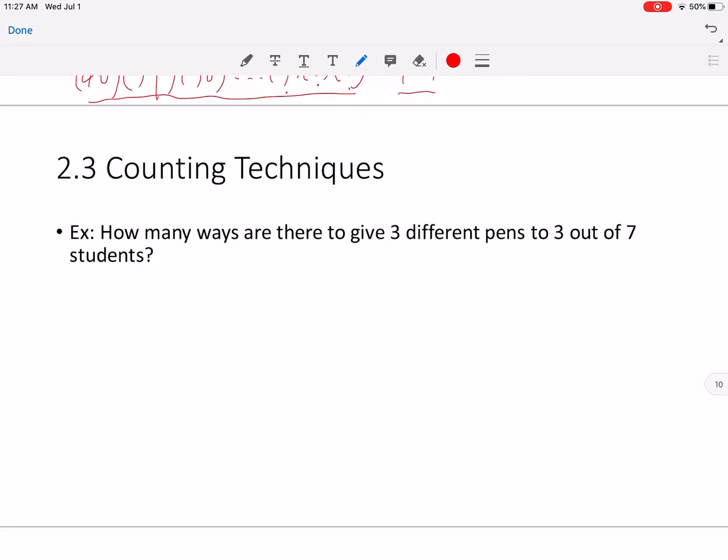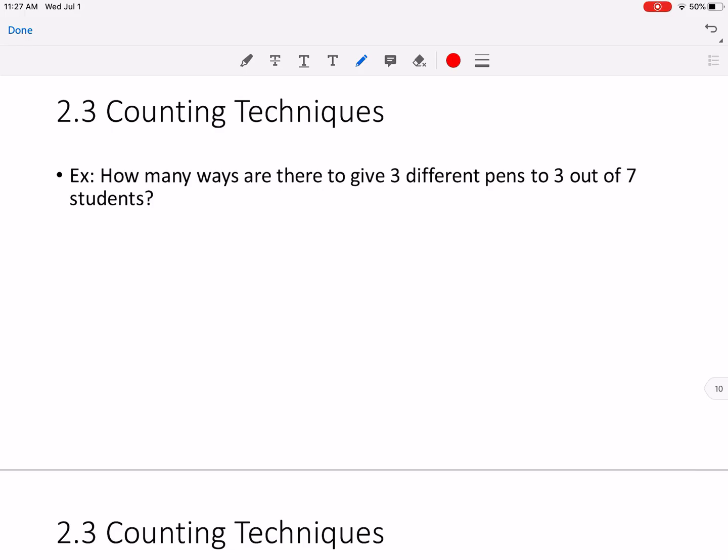Now let's take a look at this example over here. How many ways are there to give 3 different pens to 3 out of 7 students? So we have 7 students in total: 1, 2, 3, 4, 5, 6, 7. Let's say I have A, B, and C, 3 different pens. If I want to give A to one of those 7 students, how many choices do we have? I have 7 choices, right? Because it could go to any one of them.